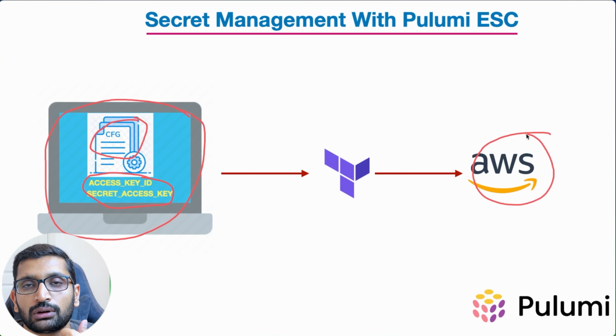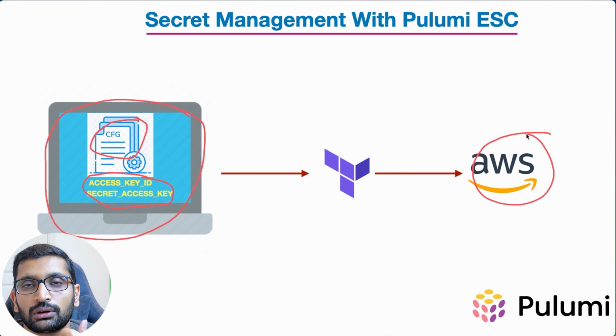So Terraform uses this credential, and using those credentials, it connects to AWS and provisions those resources on AWS. So here you can see that I'm relying on this static content which is present in my config file, which can potentially increase the risk of compromising this config file which contains my access key and secret key.